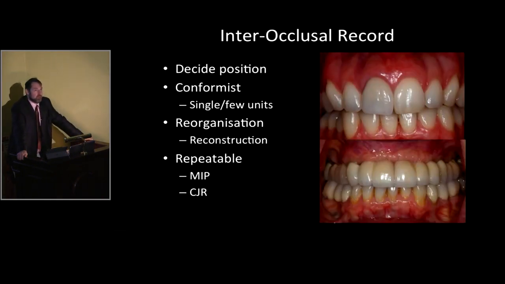When we make an interocclusal record, the first thing we need to decide is where we are placing the mandible. So, for example, if we're placing 1 or 2 restorations, we may conform with the patient's occlusion and we might mount them in maximum intercuspation position. If we're undergoing a reconstruction, we may reorganize the patient's dentition, and therefore we might use centric relation or centric jaw relation. Whatever position we use should be repeatable and measurable.